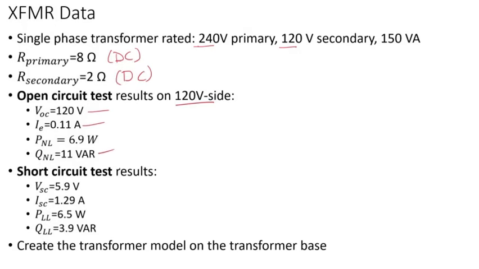Then the short circuit test voltage is 5.9 volts. Short circuit current circulating during that test is 1.29 amps. Losses incurred during the short circuit test are 6.5 watts, and 3.9 VARs.